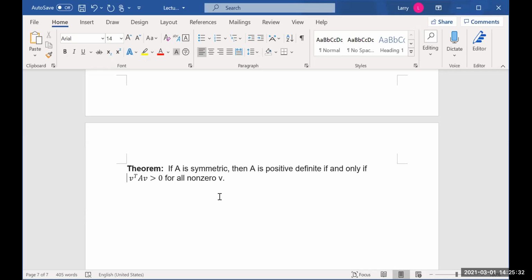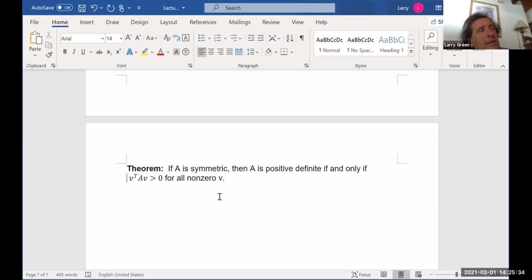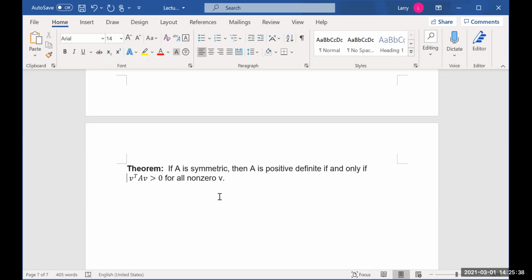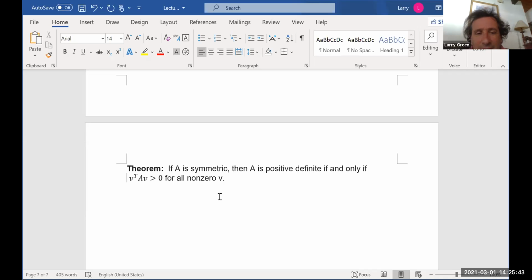The inverse is a transpose. No, that's orthogonal. Symmetric matrices don't always have the inverse being the transpose, right? But what do they always have?